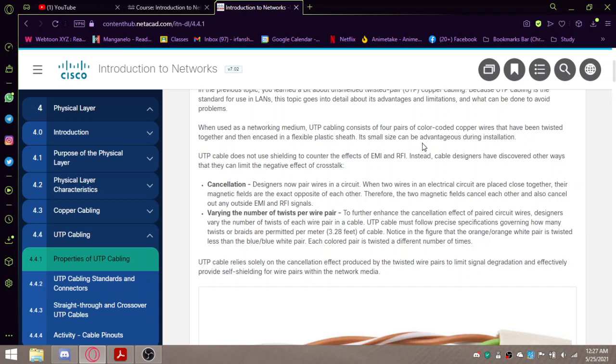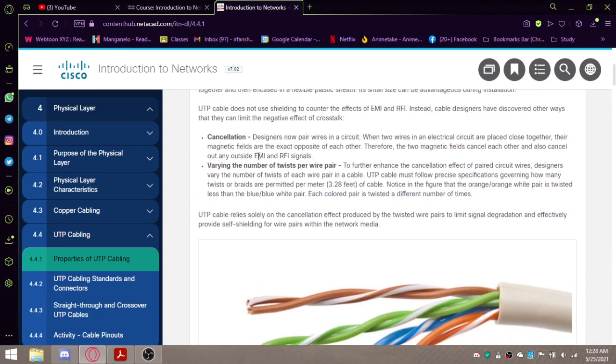Its small size can be advantageous during installation, and UTP cable does not have shielding to counter the effect of EMI, electromagnetic interference, and RFI, radio frequency interference. Instead, cable designers have discovered other ways that they can limit the negative effect of crosstalk. The first one is cancellation, and the second one is varying the number of twists per wire pair. First one is design cancellation.